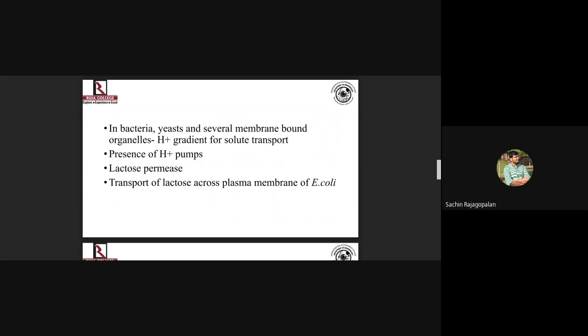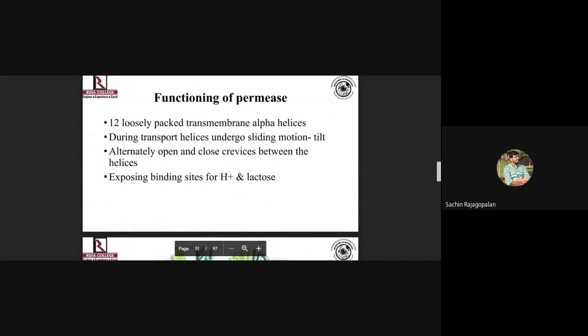Now, in bacteria, yeast, and several membrane-bound organelles, they may not depend on sodium. They may depend on proton instead for solute transport. So instead of sodium pump, they will have proton pump. So lactose permease is the best example. They create a gradient of protons and then transport lactose. Okay, that's a very familiar protein that is studied in case of E. coli. So here you will be able to see the functioning of permease, how lactose permease works.